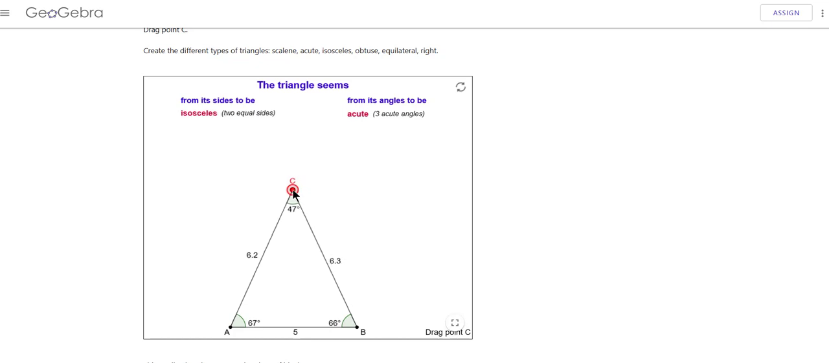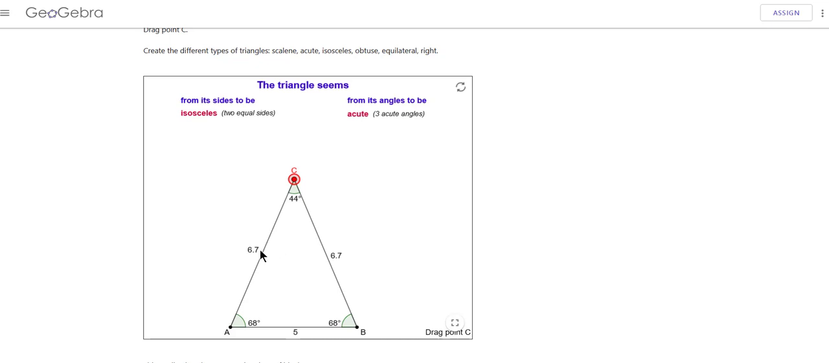Okay, so you can move this around, and then if you make two of the sides equal, like I'm trying to do here, unsuccessfully, okay, there we go, okay, 6.7. So on an isosceles triangle, you have at least two sides are equal. This is an acute triangle because all three angles are less than 90 degrees.